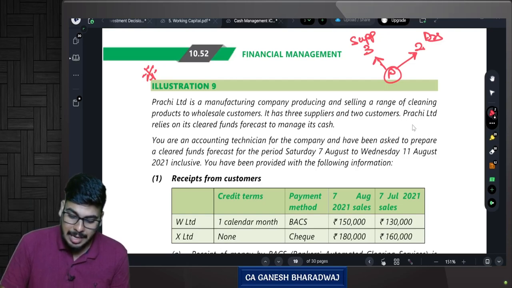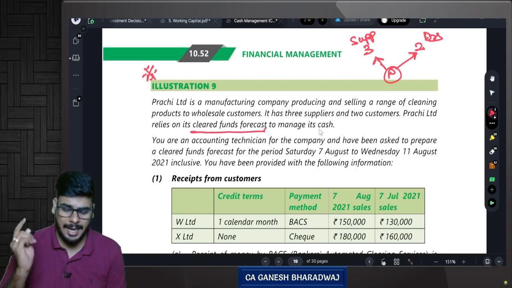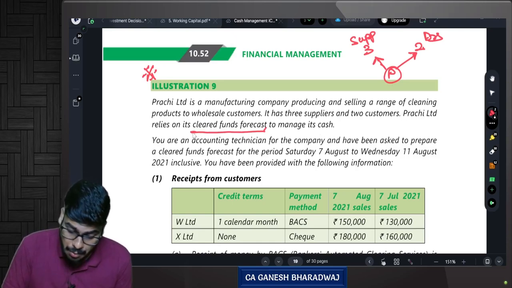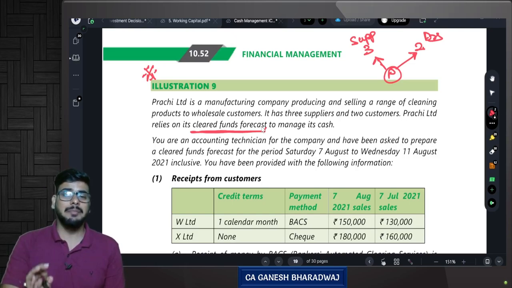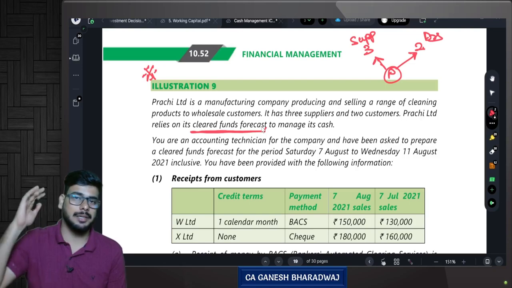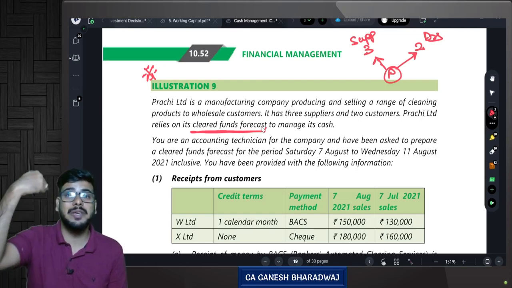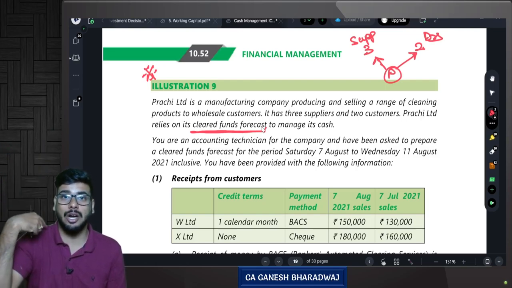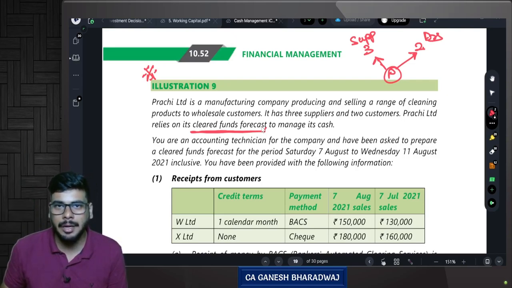Prachi Limited relies on its cleared funds forecast to manage its cash. What do you mean by cleared funds forecast? Now, let us say I am depositing a check in the bank. In my bank account, I am depositing a check today, correct? Now, for the check to be cleared and for my bank account to be credited with the money, let us say it takes 2 days, correct?